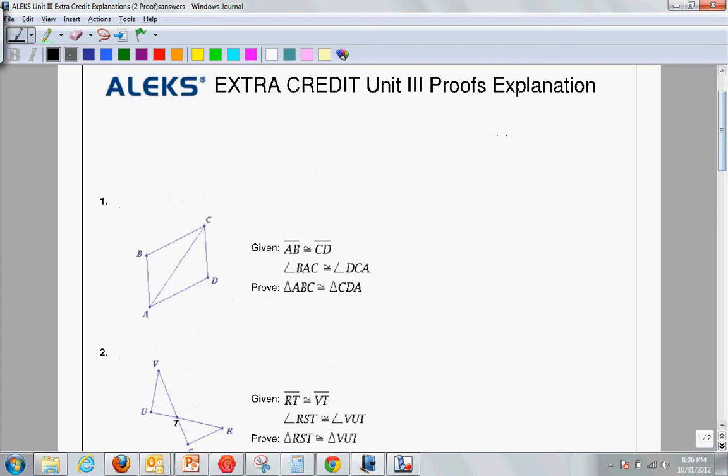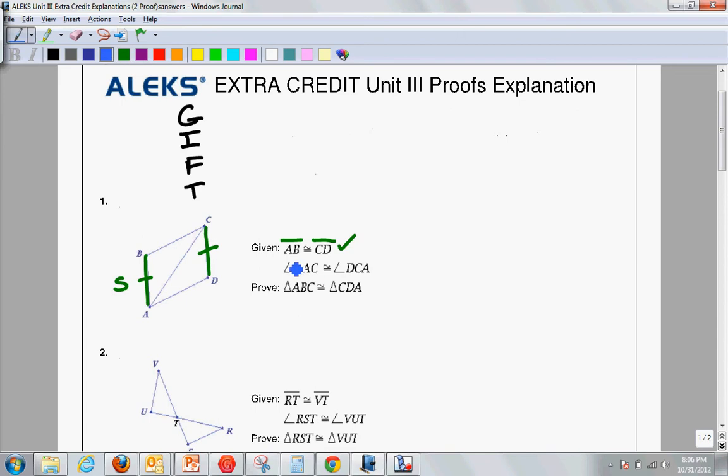And again, we're going to walk through GIFT, which is given, implied, freebies, talk it through. Let's look at our given information. AB is congruent to CD. That's a pair of sides, so we hatch, we put an S, check.